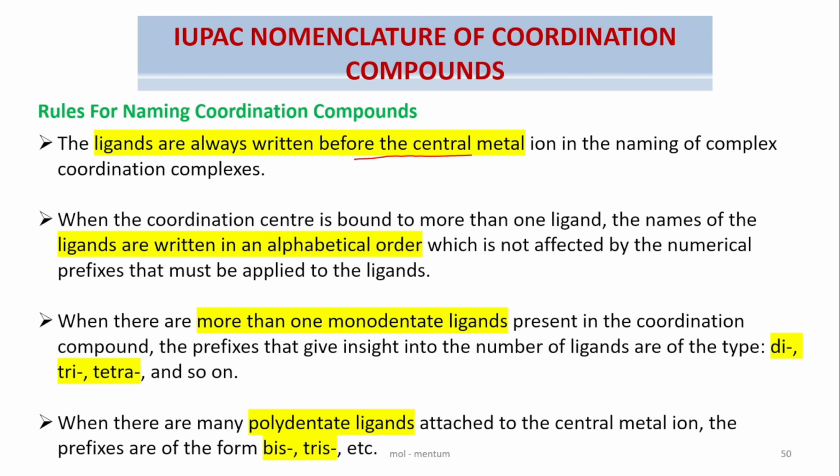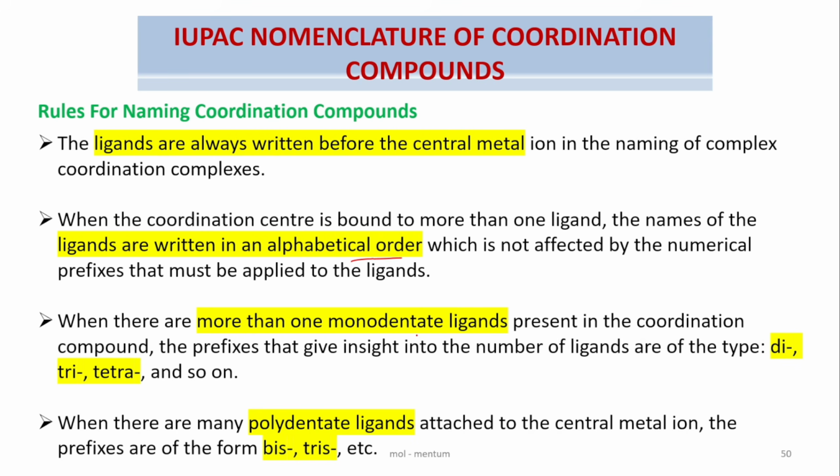Rule number 1. And if more than one ligand is present, suppose we have chlorine, bromine, and NH3, these three ligands, then while writing the names of the ligands, alphabetical order has to be followed. For amine we have initial A, for bromine B, for chlorine C. So the name of amine should be written first, followed by bromine, then chlorine. So it would be amine, bromo, chloro, like that. Alphabetical order is to be followed while naming more than one ligand.